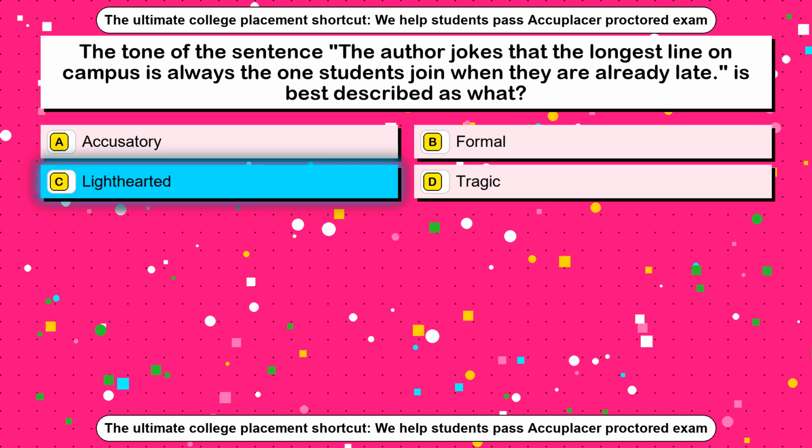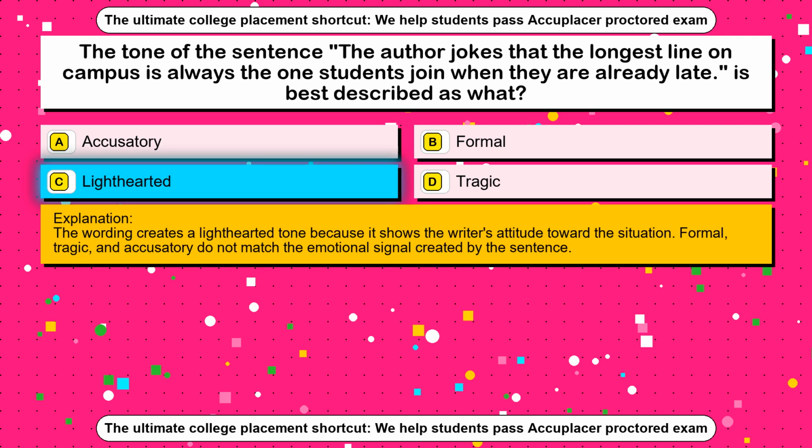The correct answer is option C, lighthearted. The wording creates a lighthearted tone because it shows the writer's attitude toward the situation.